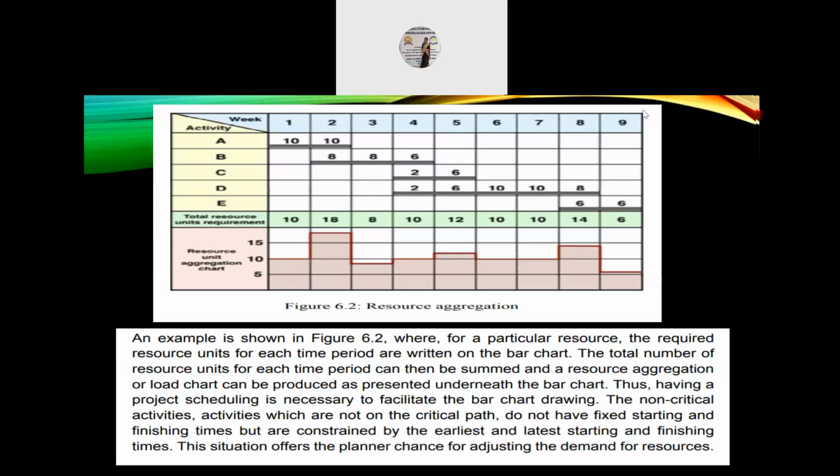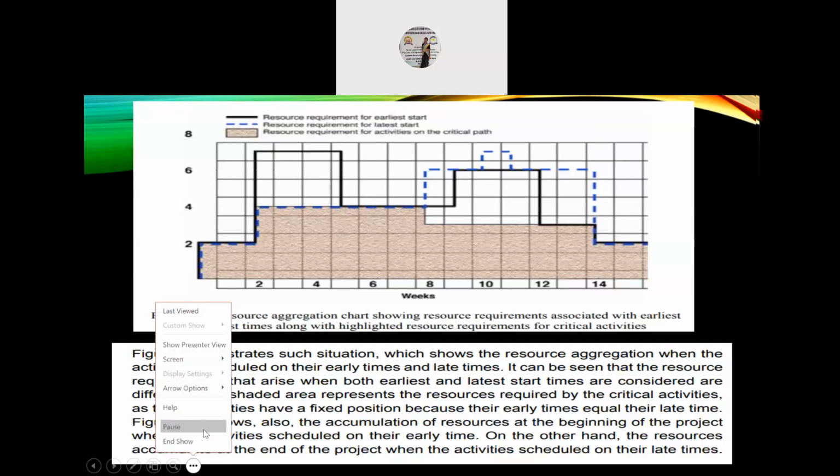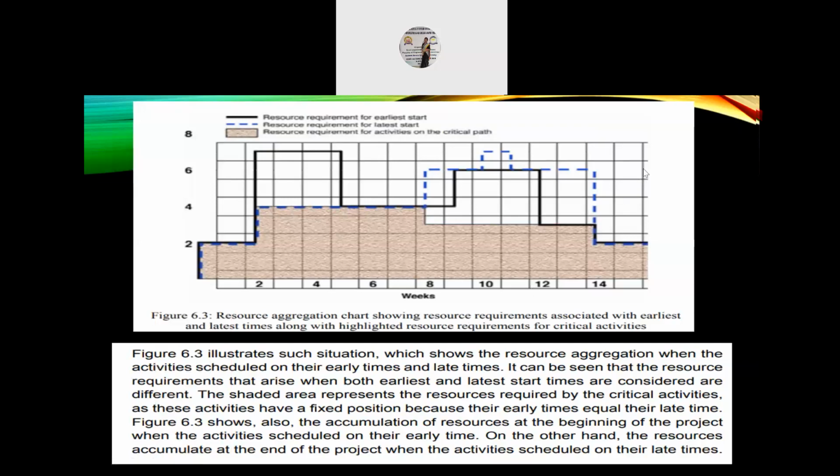The non-critical activities, which are not on the critical path, do not have fixed starting and finishing times but are constrained by the earliest and latest starting and finishing times. So this situation offers the planner a chance for adjusting the demand for resources. In this figure you can see the resource aggregation chart showing the requirements associated with earliest start time and latest time, along with the highlighted resource requirements, that is the resources that will be needed for critical activities.